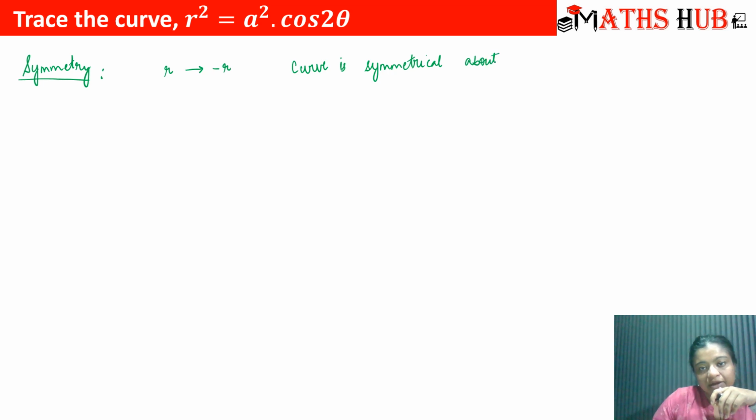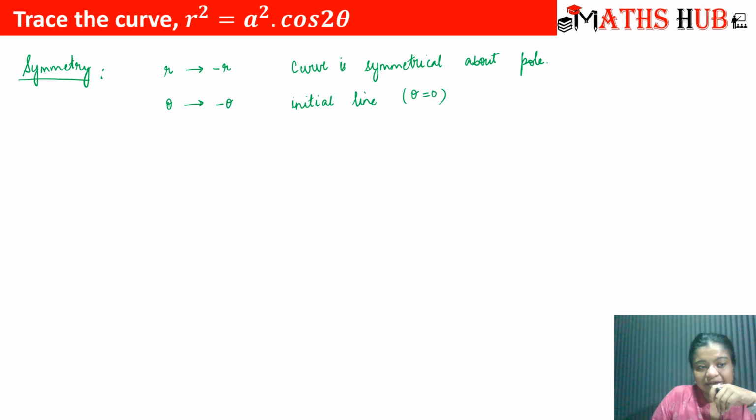Okay. Now another thing that you can observe is there is cos. So if you replace theta with minus theta, then also the curve will remain unchanged. So the curve is also symmetrical about the initial line. So we get two lines of symmetry. One is the pole and the second one is the initial line, that means theta equal to 0.